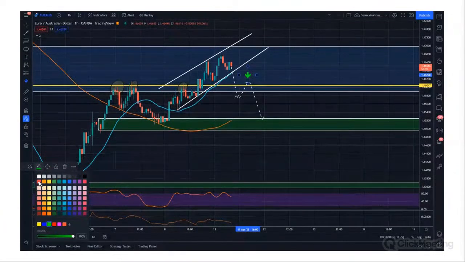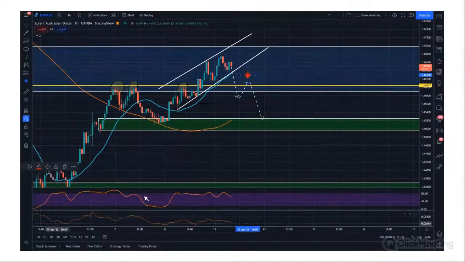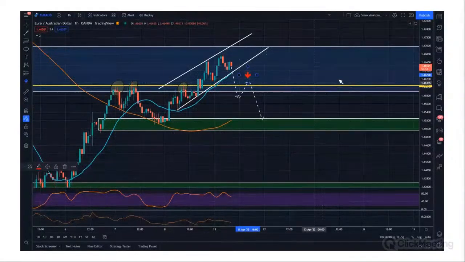on Euro Aussie. Even though our main setup is based on this 4-hour topping, which is what we would love to see, because that can give us a nice trade to the downside with a good reward to risk ratio. So yeah, we'll see what happens.